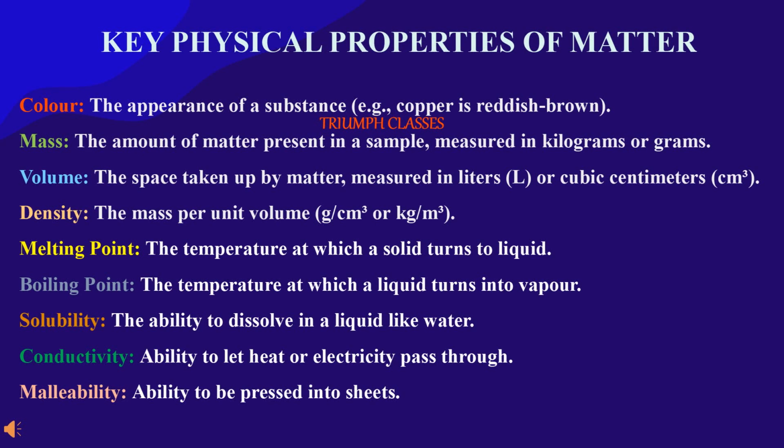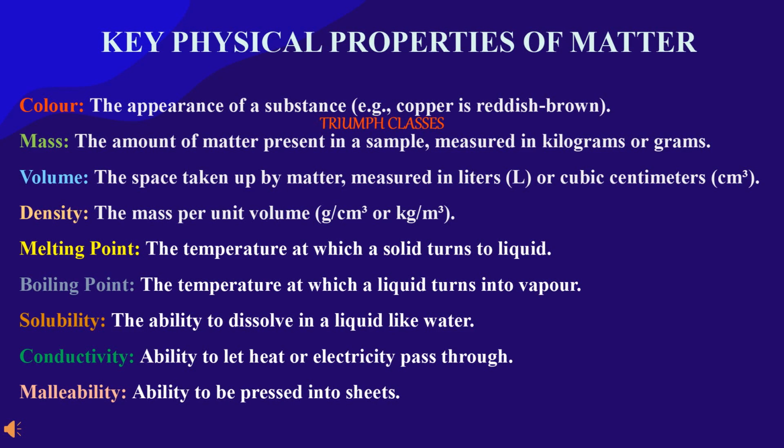Now let's discuss the physical properties of matter. First, color. It is the appearance of a substance. For example, copper is reddish-brown in color. Second, mass. It is the amount of matter present in a sample. It is measured in kilograms or grams. Third, volume. It is the space taken up by matter. It is measured in liters or cubic centimeters.